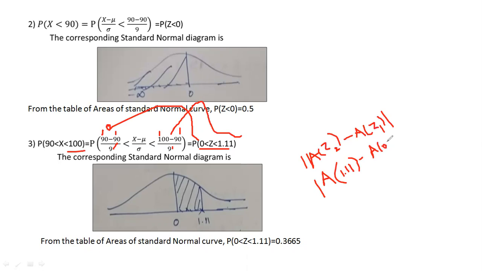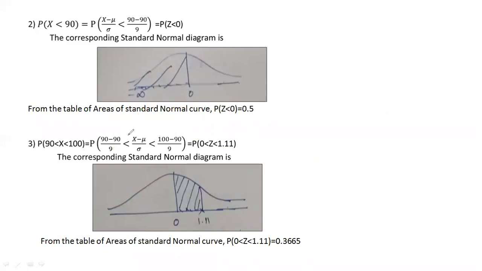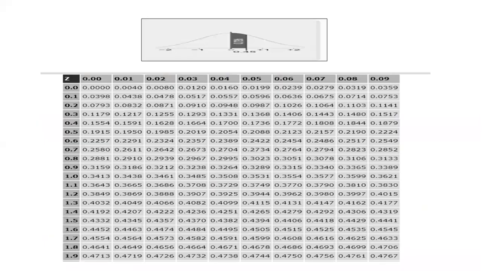So now we take these two values from the table. We know already A of 0 is 0 from the table, and we have to take the value of 1.11. So when it is 1.11, we take it from the table. You can see here 0.00 is nothing but 0. This is A of z when A of 0 is 0.00, so that is 0.